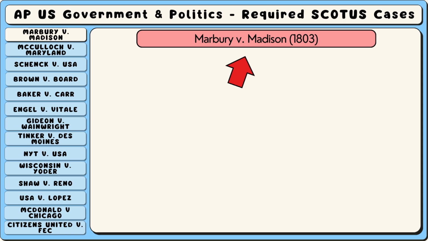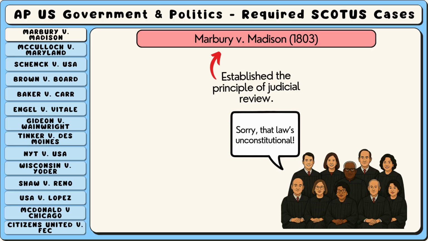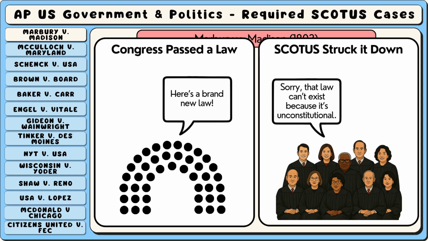Marbury versus Madison is a really complicated case, so I'll start with the reason it's important, then we'll fill in the gaps. Essentially, this case established the principle of judicial review, which means the Supreme Court can strike down unconstitutional laws passed by Congress. So, in this case, Congress had passed a law. The court then said that the law contradicted the Constitution, and so that law was struck down, meaning it would pretty much no longer exist.